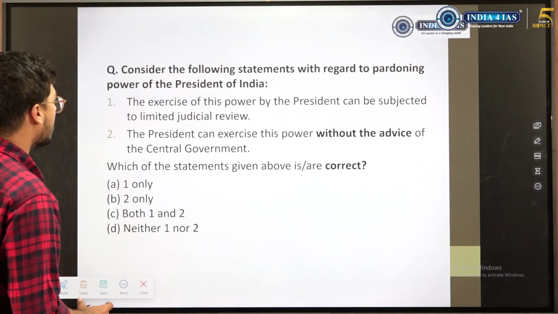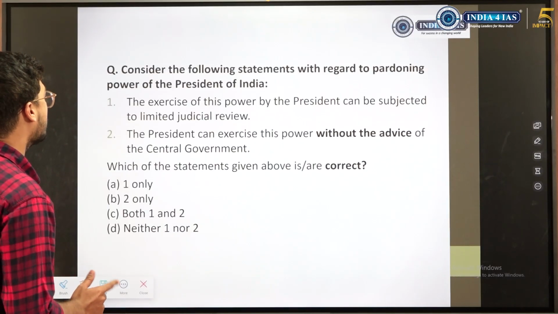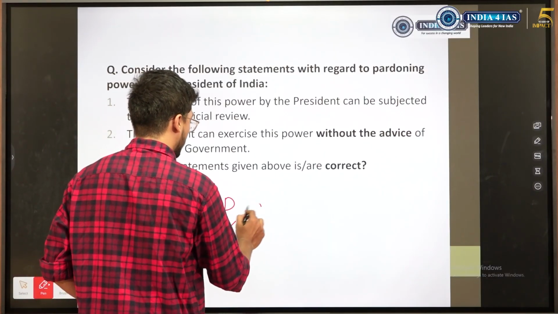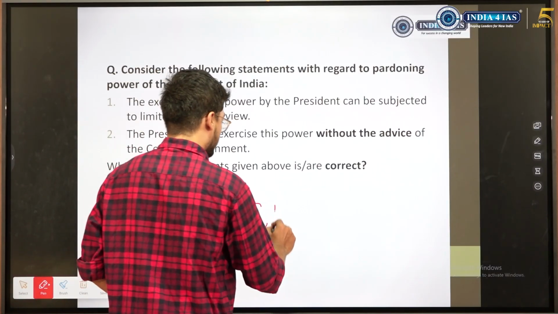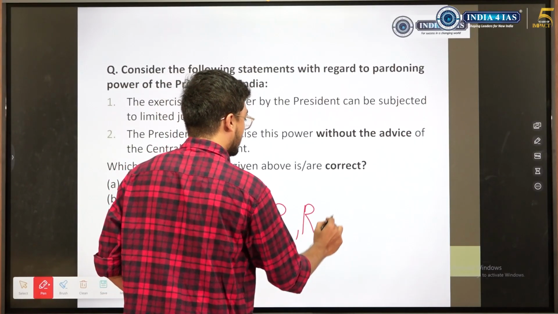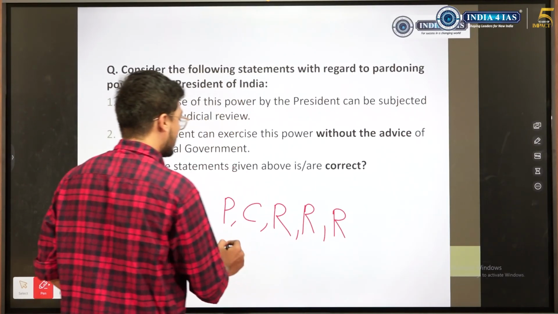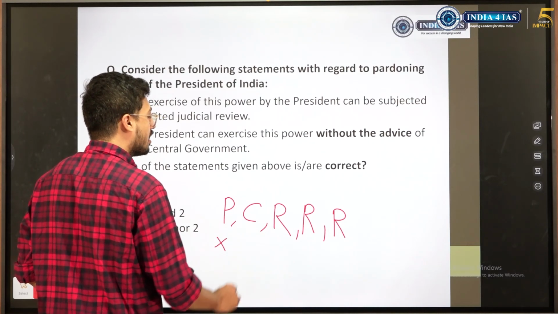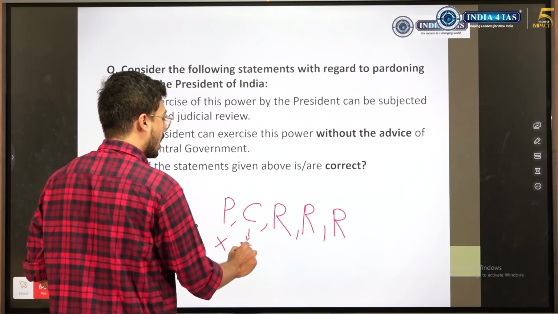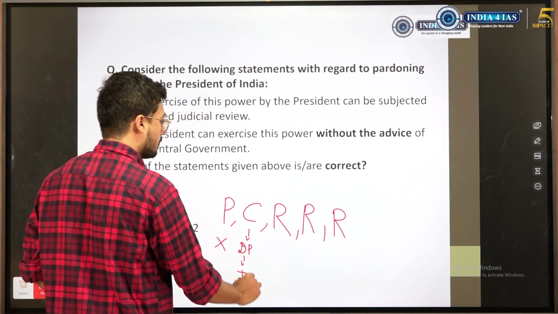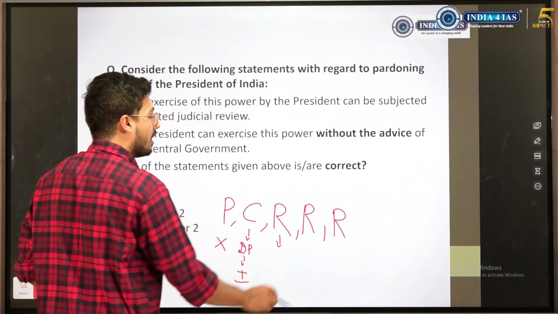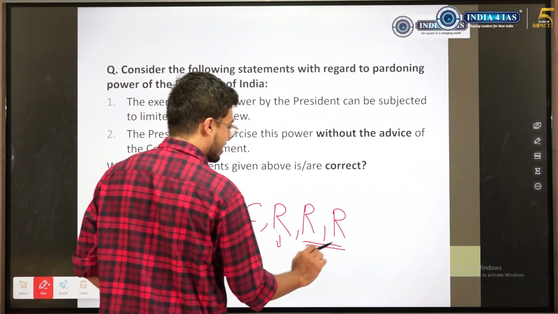Next question. Consider the following statements with regard to the pardoning power of the president. See, we must know this. One, the pardoning power; one, the power of commutation; next, remission, reprieve, respite. So what are these? Pardon completely cancels the sentence. Commutation replaces it; for example, if there is a death penalty, it replaces it with imprisonment. Remission reduces the duration of the sentence while keeping its nature the same. And likewise, reprieve and respite.